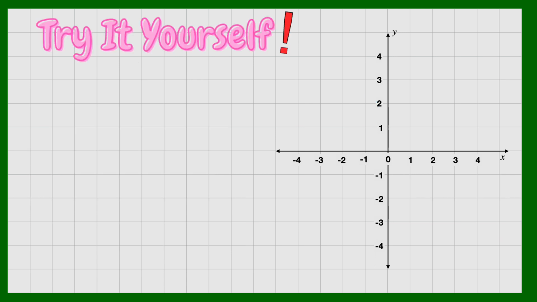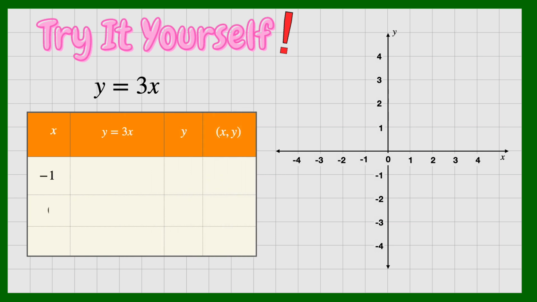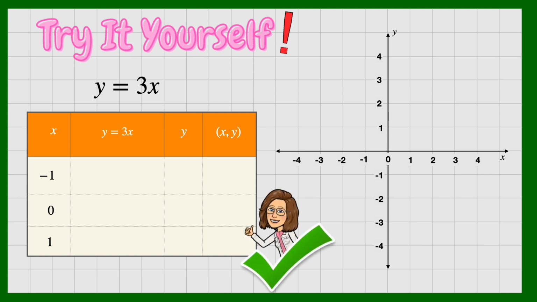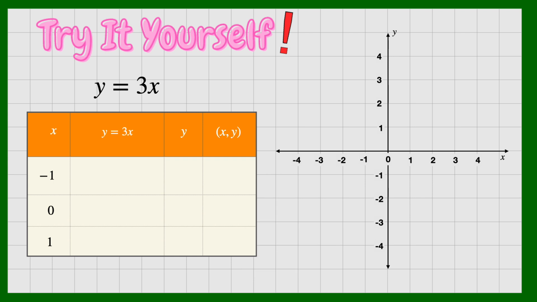Now it's your turn. Grab a piece of paper and graph this linear equation y equals 3x. And remember, 3x means 3 times the value of x. I have provided you with the table and 3 values of x. You will need to complete the table, plot the ordered pairs, and connect the points to create the line. Come on back to check your answer when you are done.